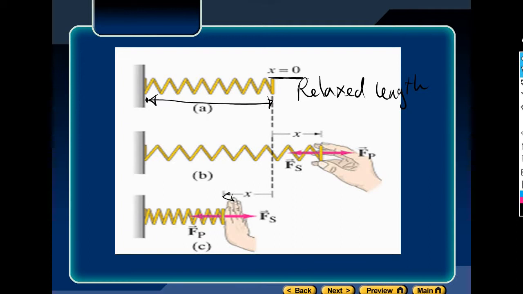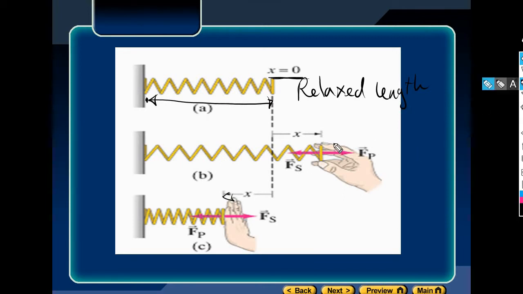The most important point, guys, to understand is the relaxed length. The relaxed length means the object does not have any applied force, any movement. That is the original state. Okay, we do not make anything. That is the relaxed length.